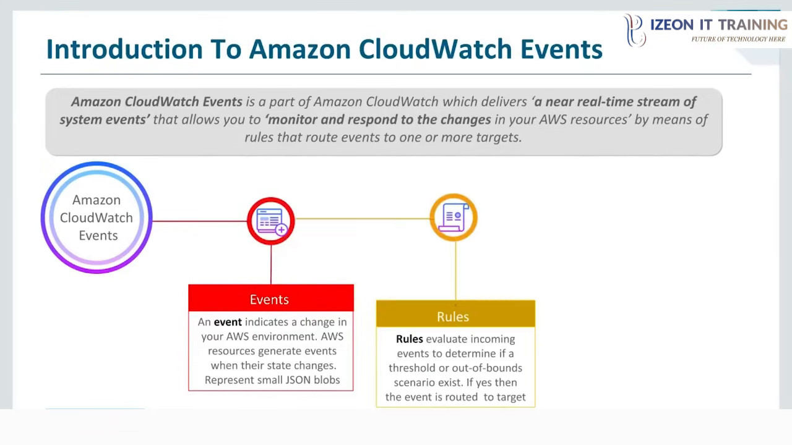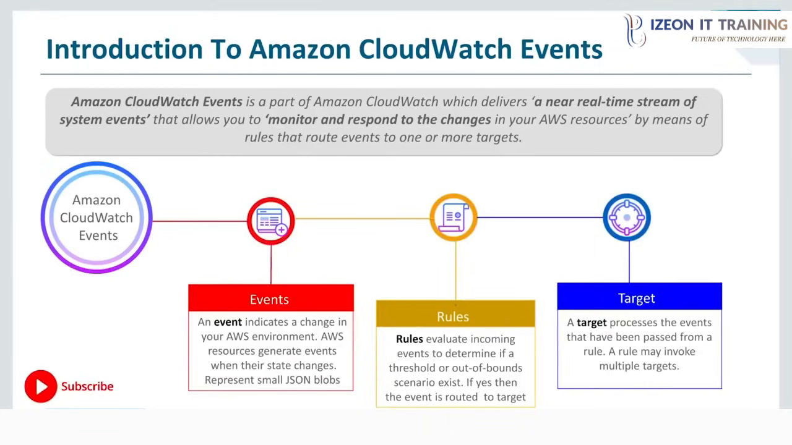Then you have rules. Rules are nothing but constraints. Every incoming event is evaluated to see if it has met the constraint. If so, the event is routed to target. Target is where the events are handled. Target can include Amazon EC2 instances or a Lambda function or an Amazon SNS topic, etc.